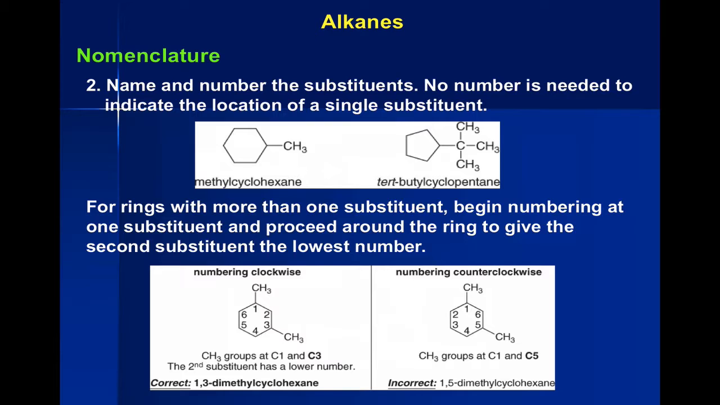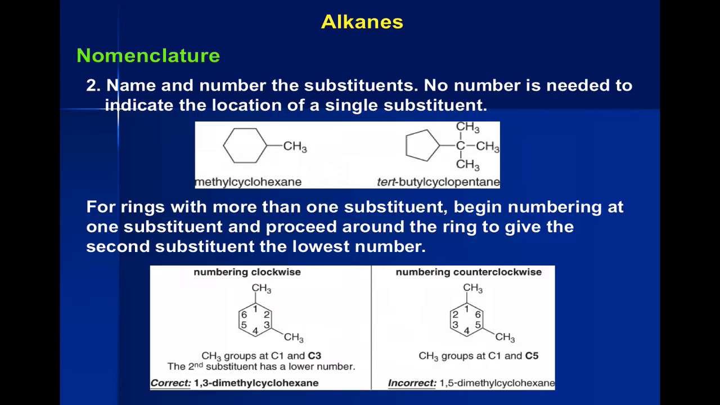If you have a single substituent on the ring, you need not number it. You do not need to say 1-methyl cyclohexane, because no matter which carbon you put that methyl group on, it's always going to be number 1, okay? Not necessary. So here we have methyl cyclohexane.